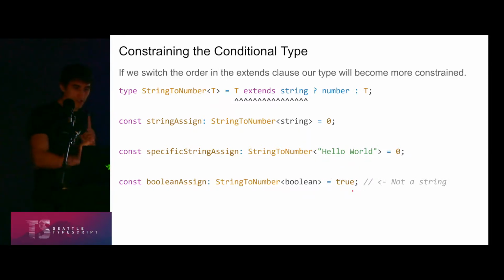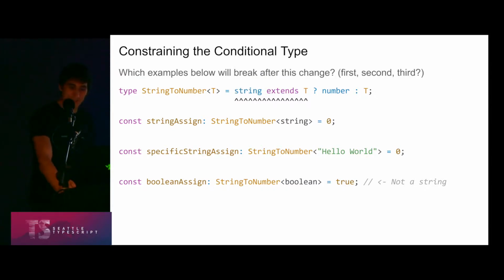If we switch the order in this conditional type, this one specifically, it'll become more constrained. This is kind of interesting. And I'm curious, does anybody know which examples will break after I swap that? Example 1, 2, and 3.